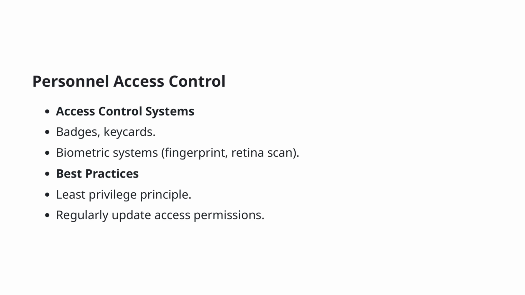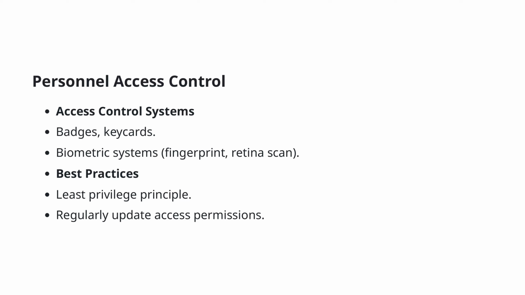In this slide, we're focusing on personnel access control, which plays a fundamental role in safeguarding our facilities. We use various access control systems, such as badges and keycards, to authorize personnel entry. Additionally, biometric systems like fingerprint and retina scans add another layer of security by verifying identities based on unique biological traits.